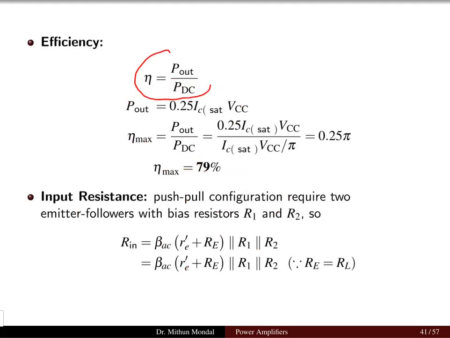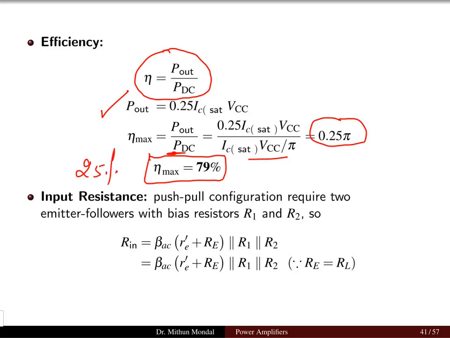Efficiency is nothing but output by input. So when we compute the output and divide by the DC input, we get 0.25 pi, which comes to a maximum of 79%. In class A, we were getting 25%. In class B or AB, we are getting 79%. So 70 to 75% we will get for both types of amplifiers in general.